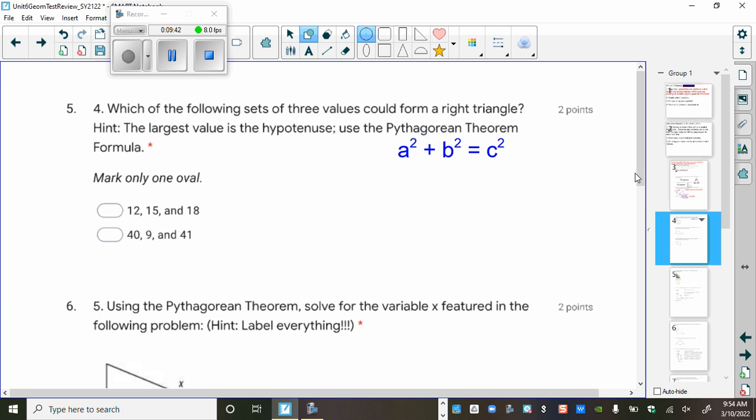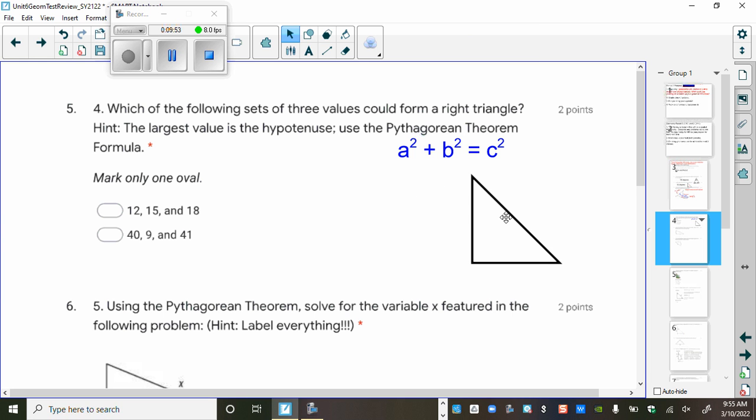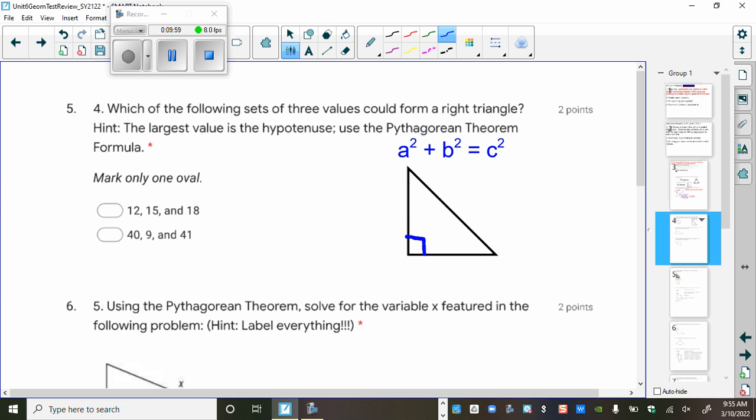So for the next three, I'll have you try them. Again, remember, you have to label. If this is your right angle, remember, which one is always the largest, A, B, or C? C. It's always the largest. That's your hypotenuse, and that's the longest side.